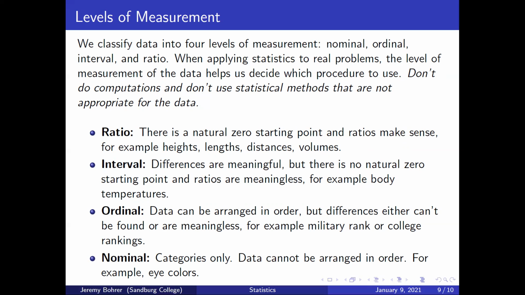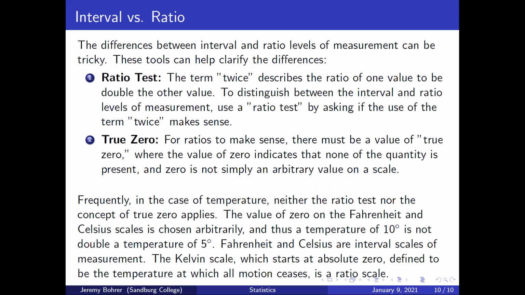The ratio level of measurement: there's a natural zero starting point and ratios make sense. For example, heights, lengths, distances, and volumes. The interval level: differences are meaningful, but there is no natural zero starting point and ratios are meaningless. For example, body temperatures. Ordinal: data can be arranged in order, but differences either can't be found or are meaningless. For example, military rank or college rankings. And nominal: categories only. Data cannot be arranged in order. For example, eye colors.